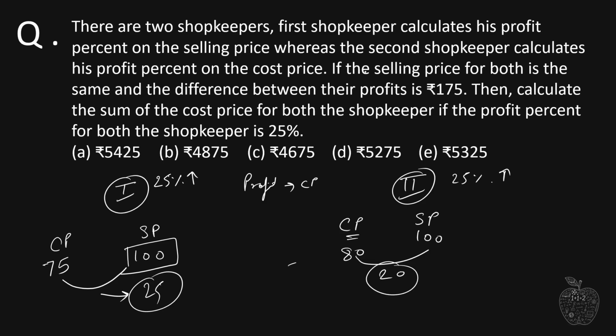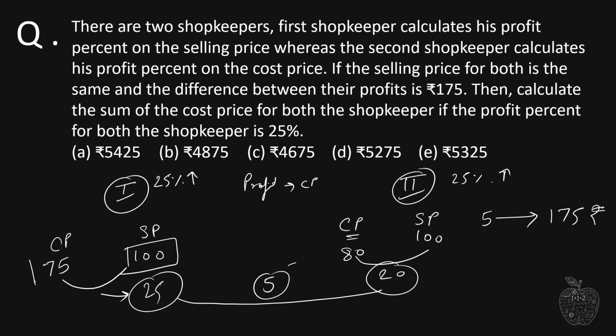Now let's see what the question is telling us. If the selling price for both is the same and the difference between their profit is 175. So here the profit is 25, here the profit is 20. What is the difference between both of them? It is 5. And the question is telling us that this 5 is equal to 175 rupees.